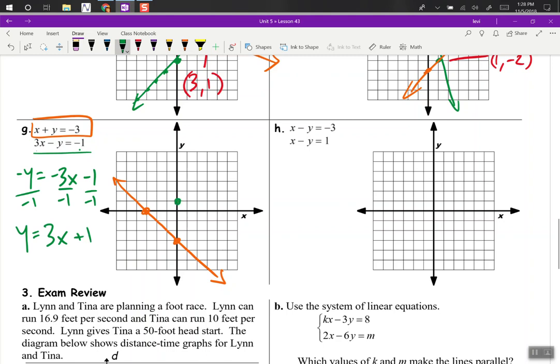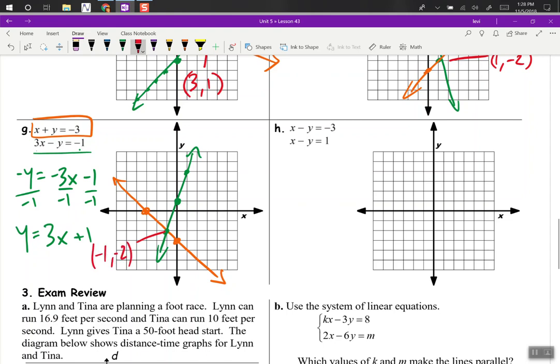Slope is up 3, right 1, or down 3, and left 1. And we can see that we run into each other right there at that point, which is -1, -2.